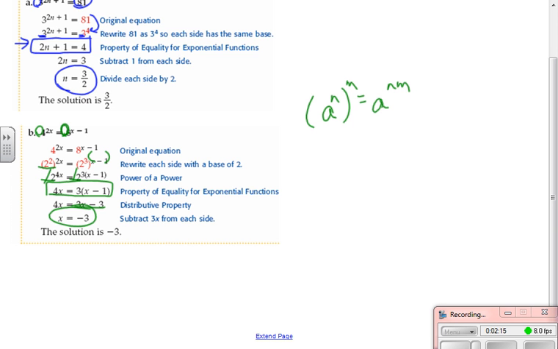So again, the trick is seeing what common base. So you're always going to be looking to put something as 2 to a power, 3 to a power, 5 to a power, 4 to a power. You want to break it down to something simple that they both can be rewritten as.